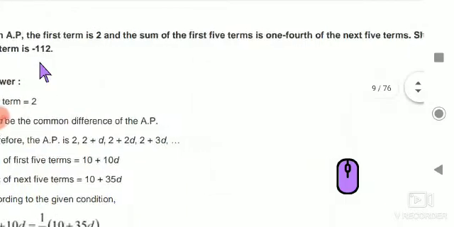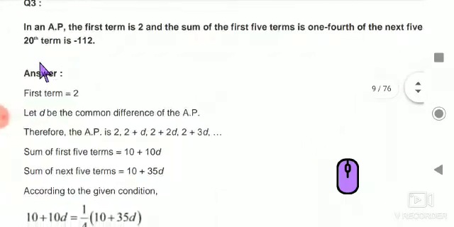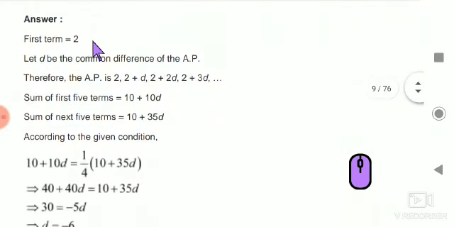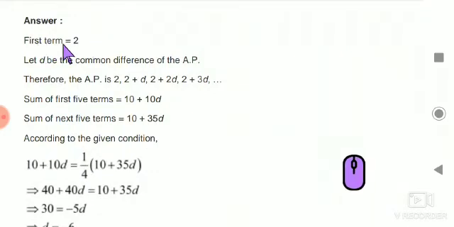Next 5 terms. Show that the 20th term of this given progression is 112. Dear students, in this problem the first term is given as a equal to 2. The common difference of the AP we consider as d. Therefore, the progression is: first term is 2, second term is 2 plus d, third term is 2 plus 2d, fourth term is 2 plus 3d.